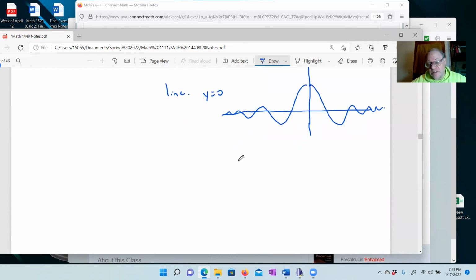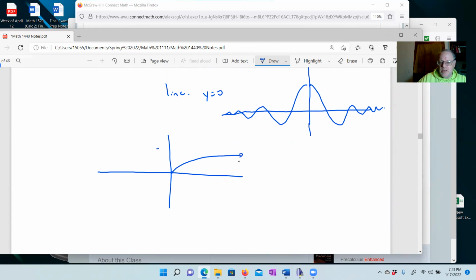Can you have 2 horizontal asymptotes? Yes, you can. So you could have a function with a horizontal asymptote that does something like this, and something like this. We are going to meet a function like this when we get to trig, I think chapter 4 or chapter 5. So that is a possibility, but again, not in this section where you learn them.